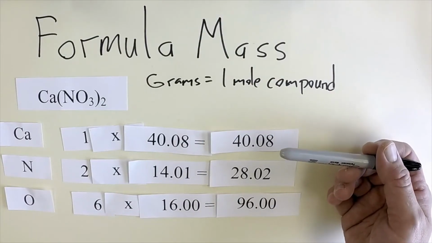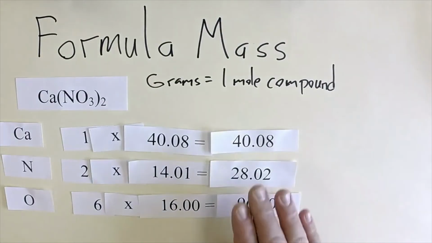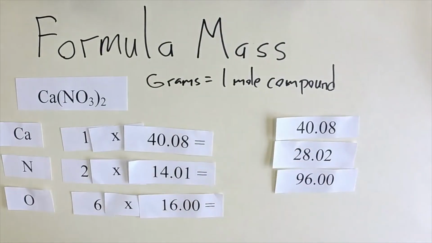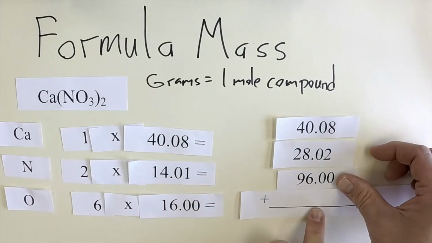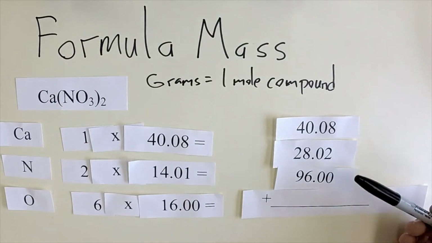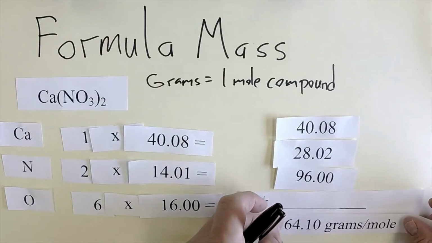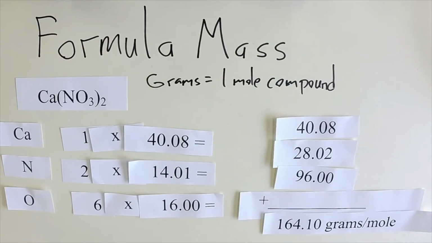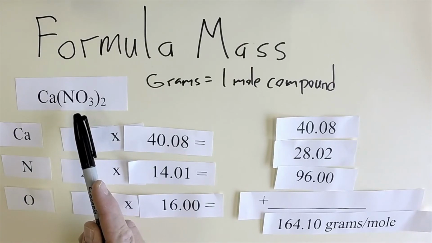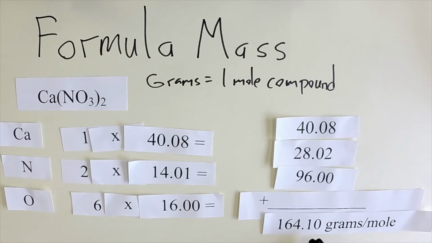The final step for formula mass is that we take these products for each element and we add them up. So we add up the products, 40.08, 28.02, 96.00. When we do that for calcium nitrate, our sum, which is our formula mass, is 164.10 grams per mole. What that tells us is that 1 mole of calcium nitrate has a mass of 164.10 grams. That's formula mass.